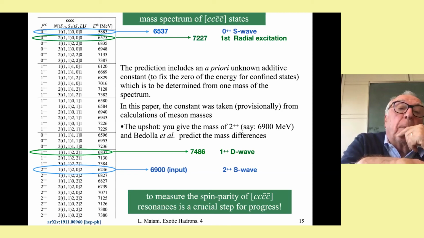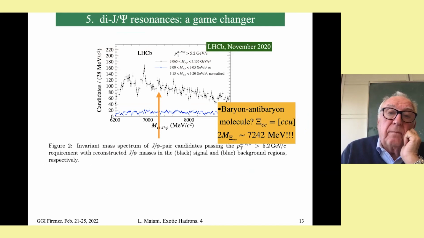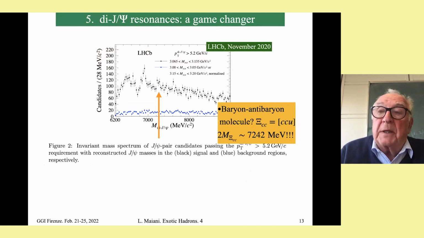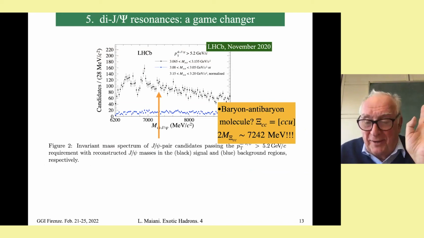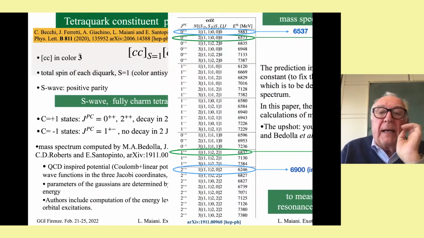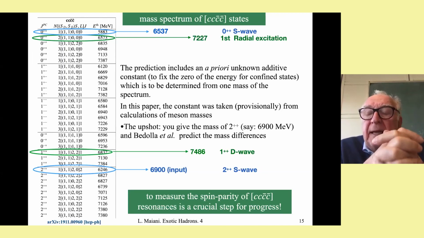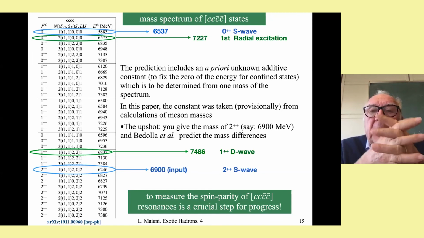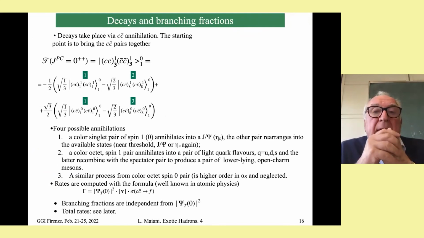So as you see, if I say that the prominent peak at 6,900 is the 2++, the 0++ could be this little peak that you see a little bit below the 2++. Who knows? We don't know yet. We don't know the spin parity of this state. But this is the sort of argument. I think that these calculations can be refined, and in perspective, similar to what we have done for charmonium, we could end up finding a reliable spectrum for C C C-bar C-bar states. It's very exciting. We try to understand the decays and the branching fractions of these things.